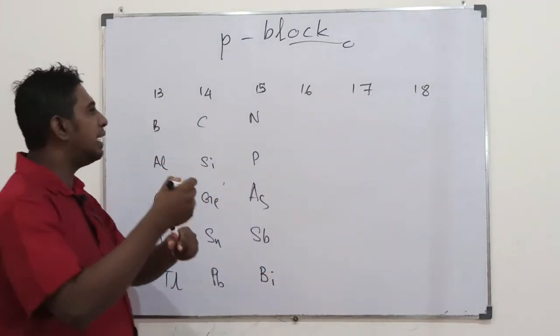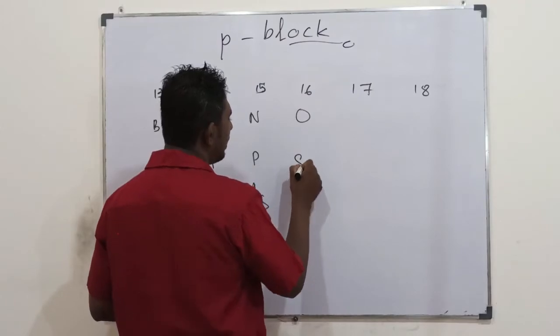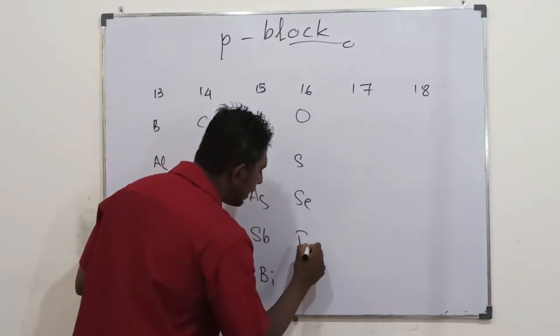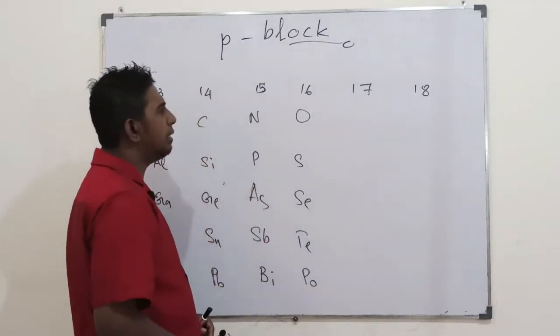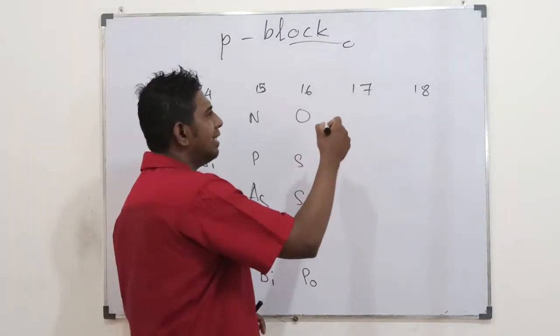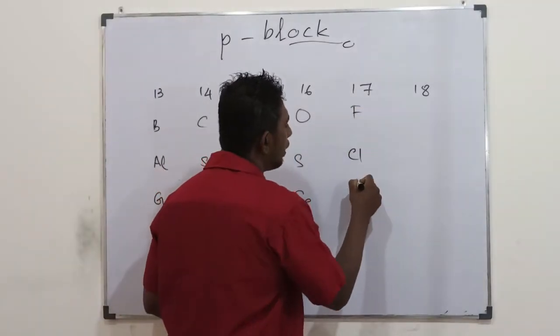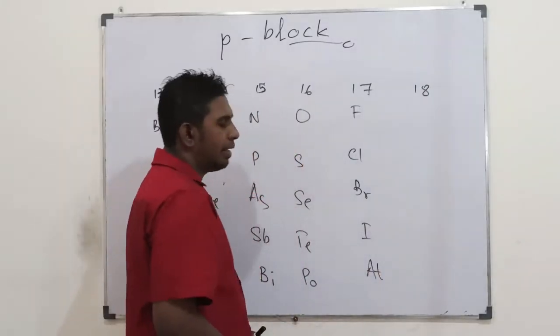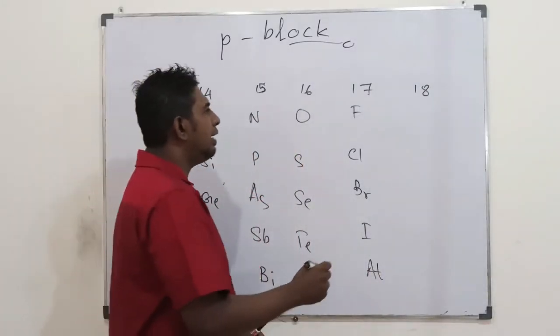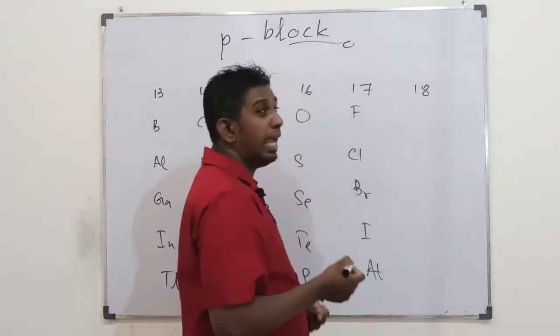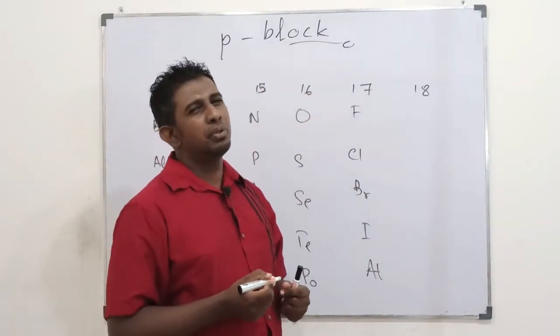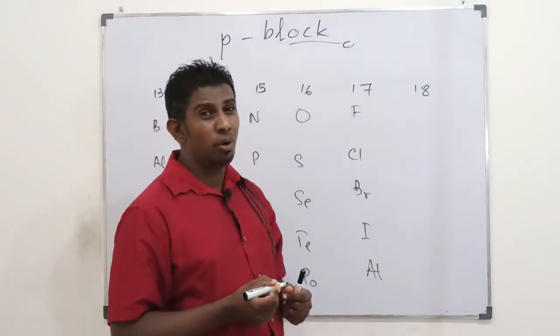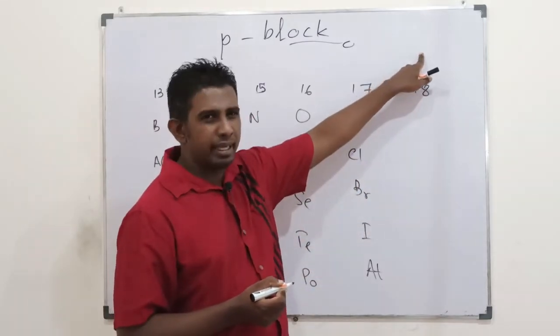In the 16th group, you have oxygen, sulfur, selenium, tellurium, polonium. Then in the 17th group, fluorine, chlorine, bromine, iodine, astatine are found. In the 18th group, you could keep helium here at the top, helium.